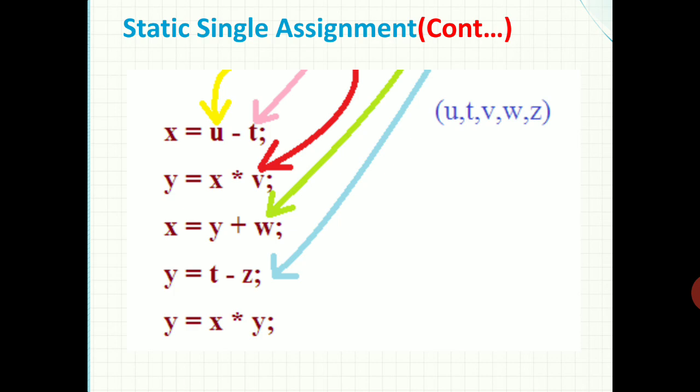These five variables in our assignment statements already have an assignment, so we cannot use these variables to store another result, because each and every variable should have exactly one assignment in the case of static single assignment. So we cannot use u, t, v, w, z to assign some temporary result. That is the case of SSA.